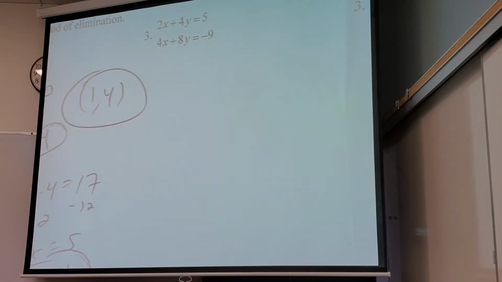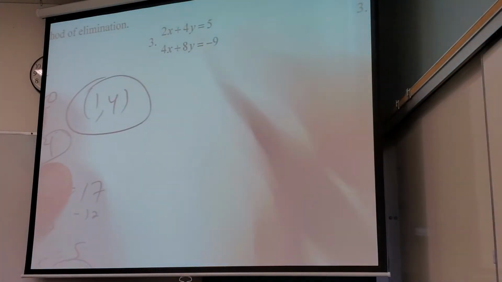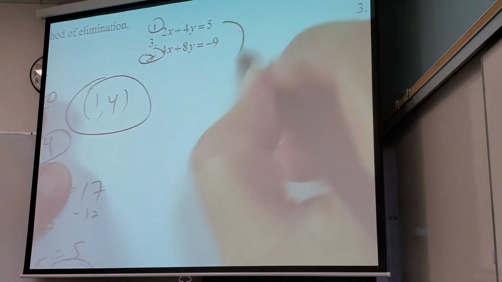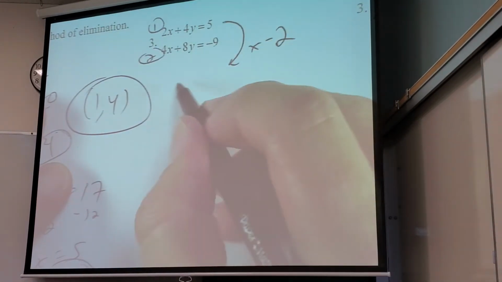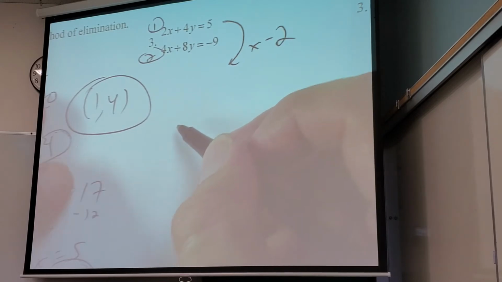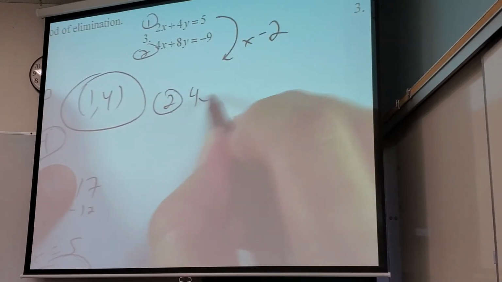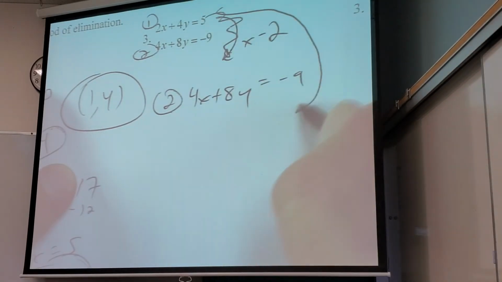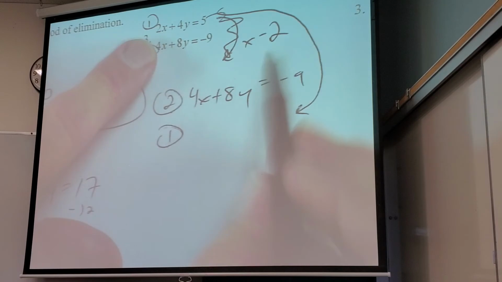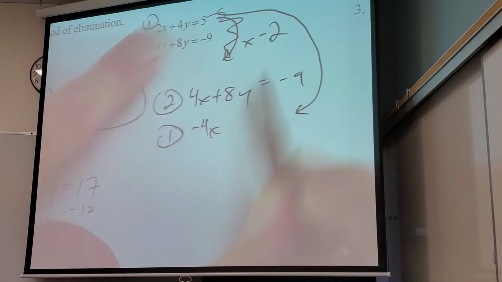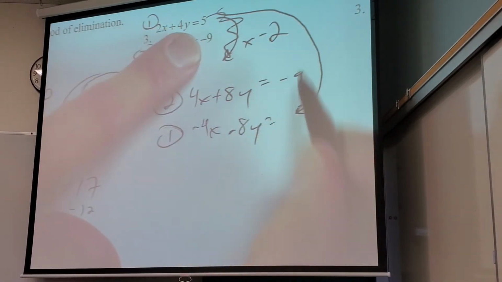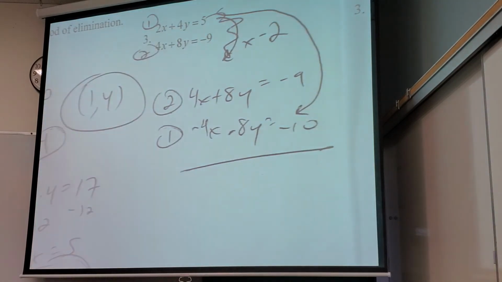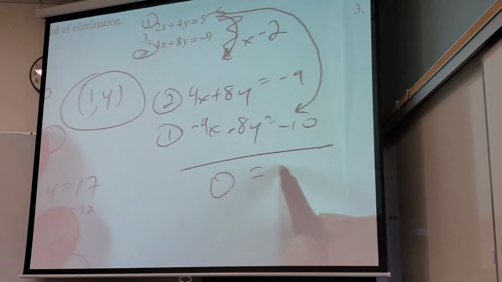All right. You guys see what's happening here? What do I have to do to the first one? Yeah, if I multiply this one by -2, let me rewrite the first one here real quick. So what I get when I multiply the first one by -2, I get -4x minus 8y equals -10. So when I add those, I get 0 equals -19.